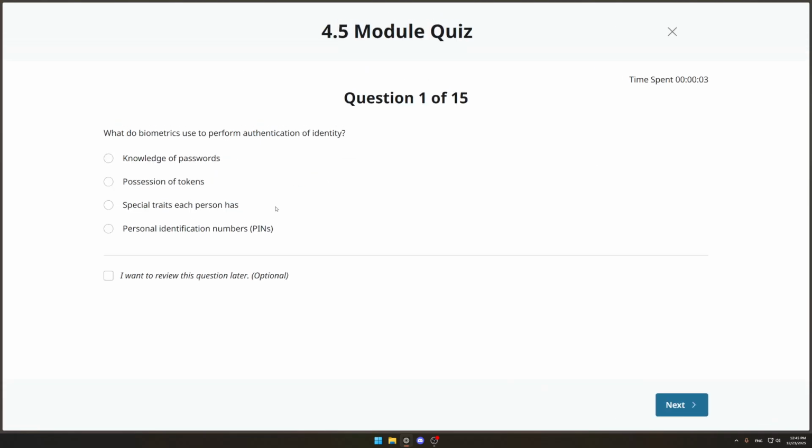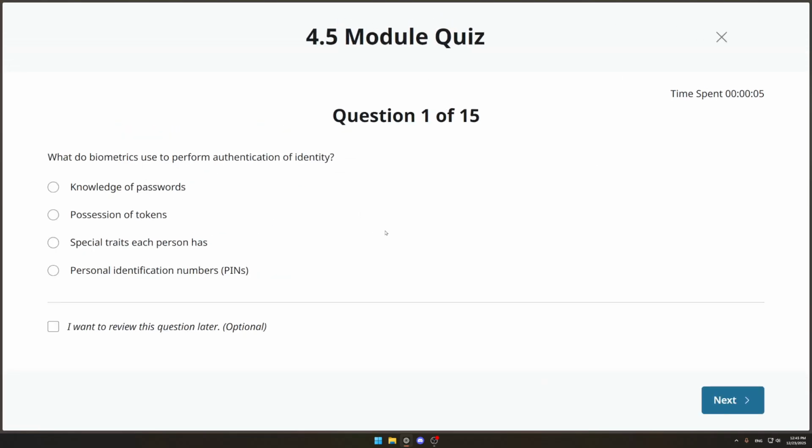Okay. Number one, what do biometrics use to perform authentication of identity? Special traits each person has. Bio meaning life, and metrics meaning to measure. It's measuring your life, measuring your biology, basically.